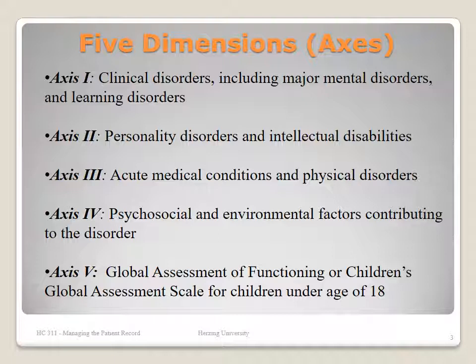60 is moderate symptoms or moderate difficulty in social, occupation, or school. The list continues down to a 10, which is a persistent danger of severely hurting oneself or others, or a persistent inability to maintain minimal personal hygiene, or serious suicidal acts with clear expectations of death.